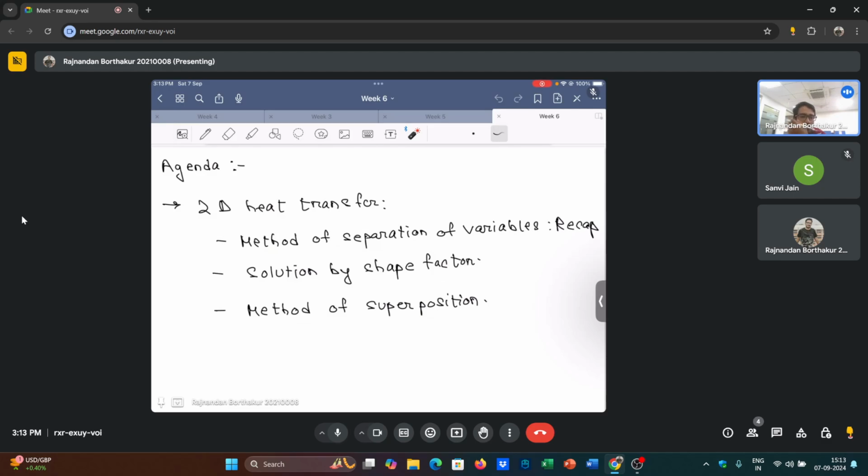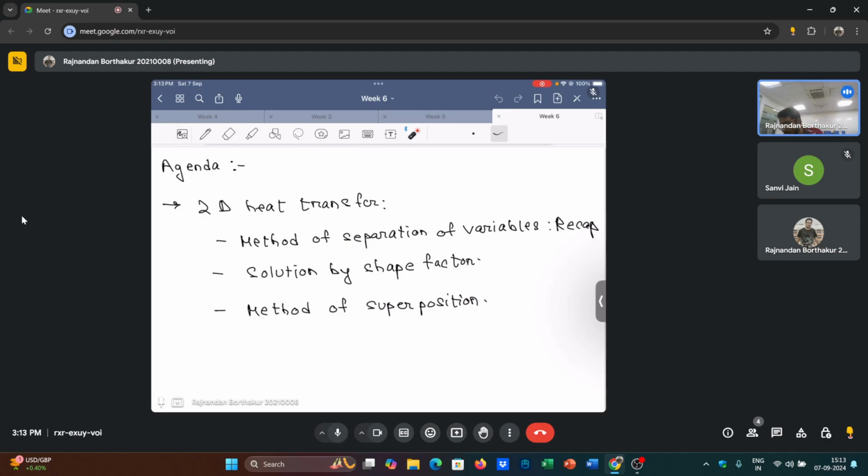The second task is that we will see something which is known as the conduction shape factor associated with 2D heat transfer. This is rather very simple, yet we will be solving certain problems which are similar to the ones given in your assignment associated with this conduction heat transfer. And finally, we will wrap up by learning something which is known as the method of superposition.